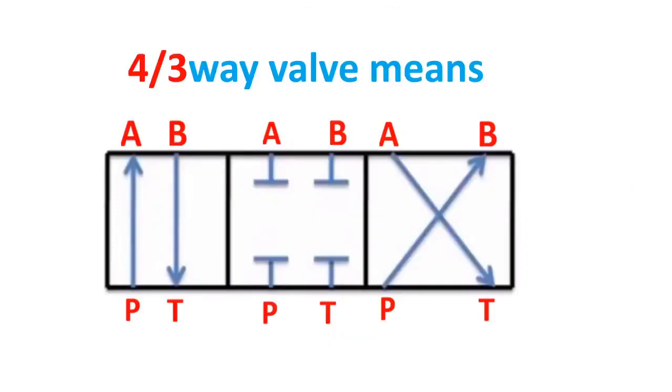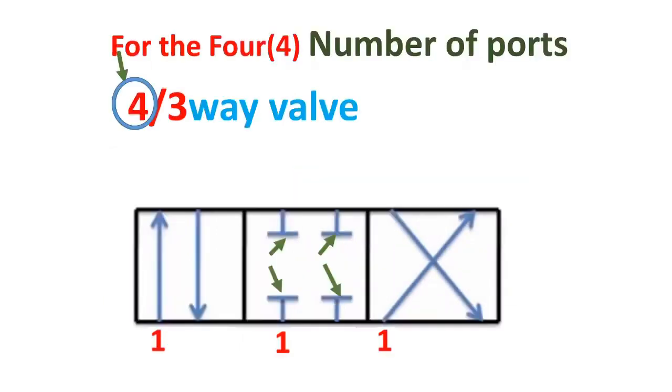Before we proceed on how to read a hydraulic schematic diagram, let's discuss first the directional control valve, because this is the most important component of a hydraulic system. This is a 4/3-way directional control valve, and the 4 means the number of ports, and the 3 means the number of switching positions or boxes.